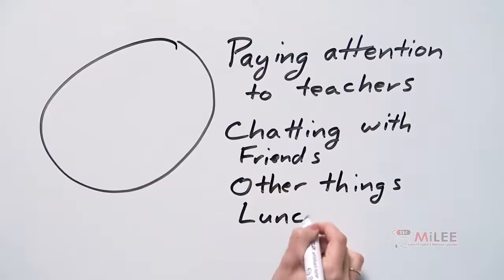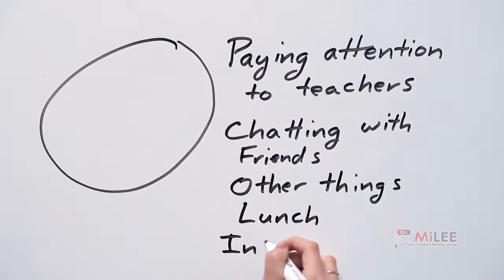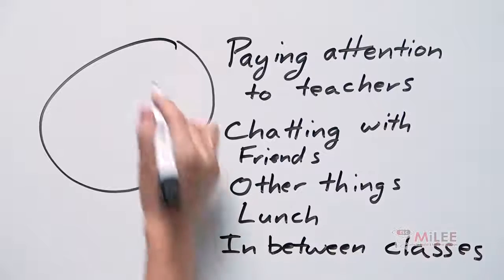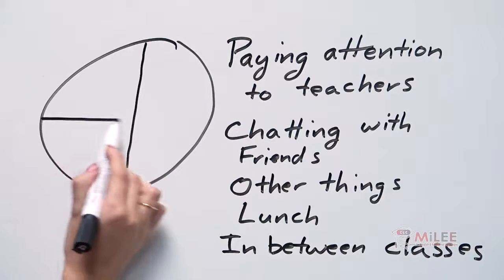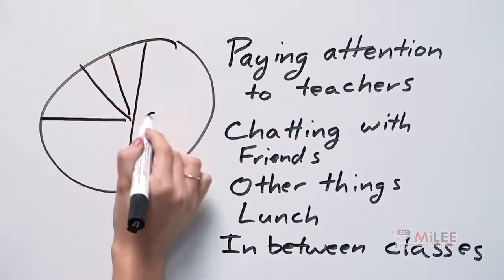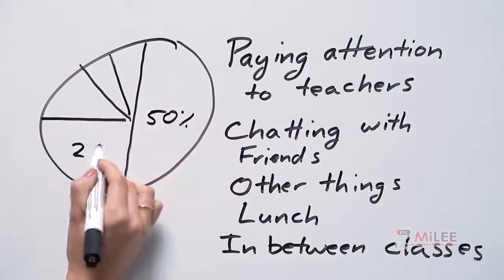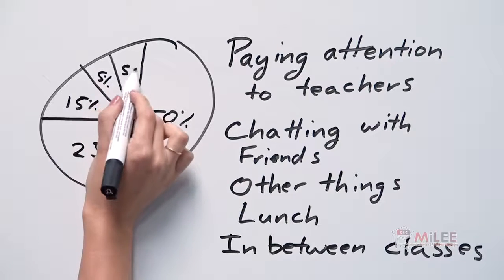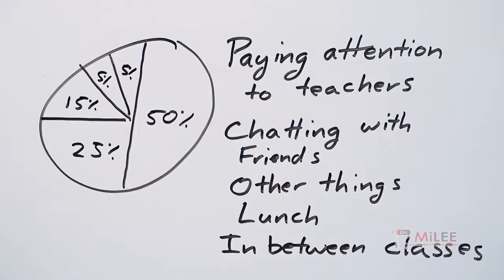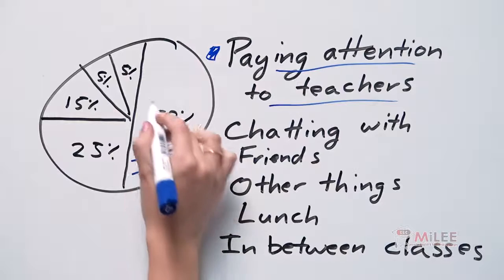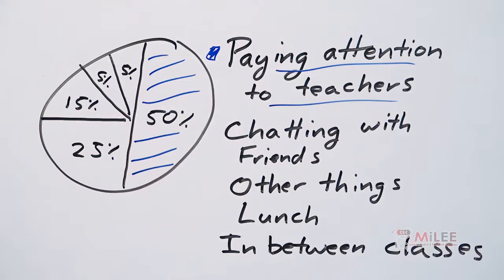For example, a pie chart could represent all the things a student does with their day. The whole circle would represent the entire day, and each slice would represent how much time they spent on each activity. For example, a student might spend 50% of their day paying attention to their teacher, 25% of their day chatting with friends, 10% doing other random things, 10% eating lunch, and only 5% walking between classes. Notice how all the percentages add up to 100%.